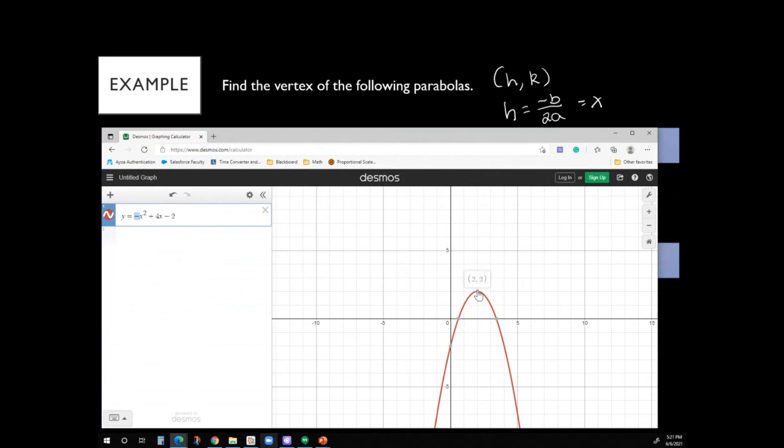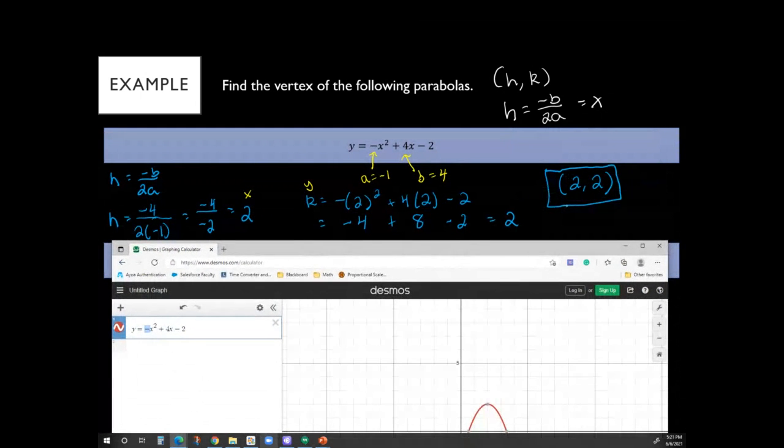And so our vertex is at 2, 2, which gives us a maximum because it's the highest point here, and then the rest is below it. So our vertex is a maximum at 2 comma 2, which is exactly what we got when we solved. Are there any questions? Okay.